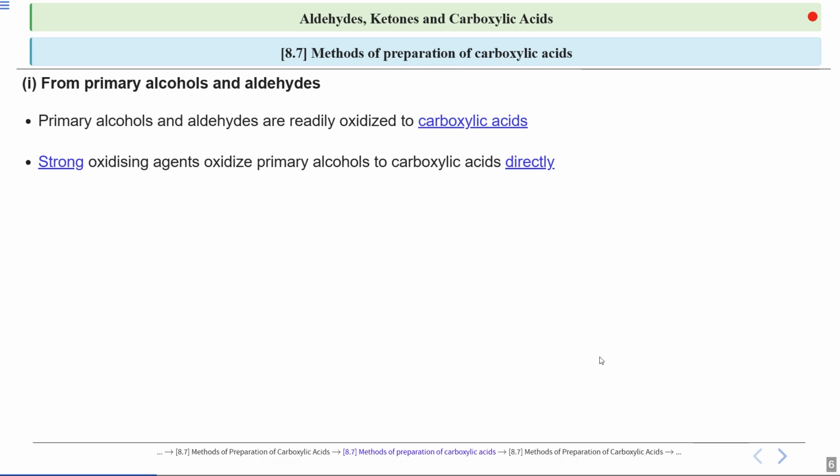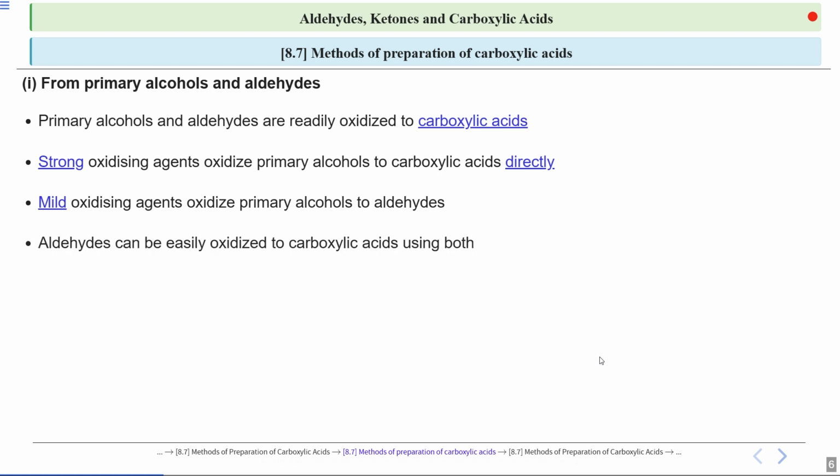Now can you guess an example of a strong oxidizing agent? It can be potassium permanganate, KMnO4, or potassium dichromate, which is K2Cr2O7. On the other hand, if we are taking a mild oxidizing agent, it will oxidize primary alcohols only to aldehyde. So if we want to stop the oxidation process at the aldehyde stage, then we use a mild oxidizing agent. Mild oxidizing agents include PCC, like pyridinium chlorochromate.